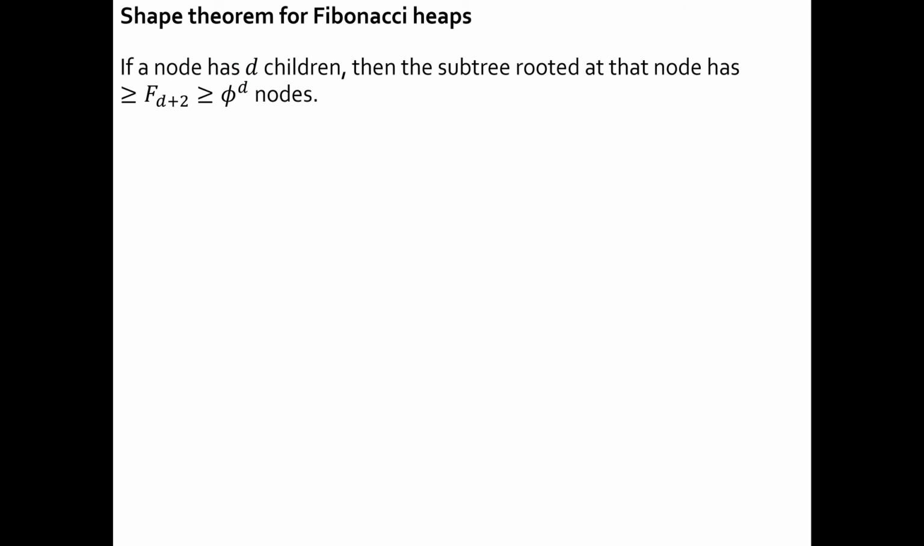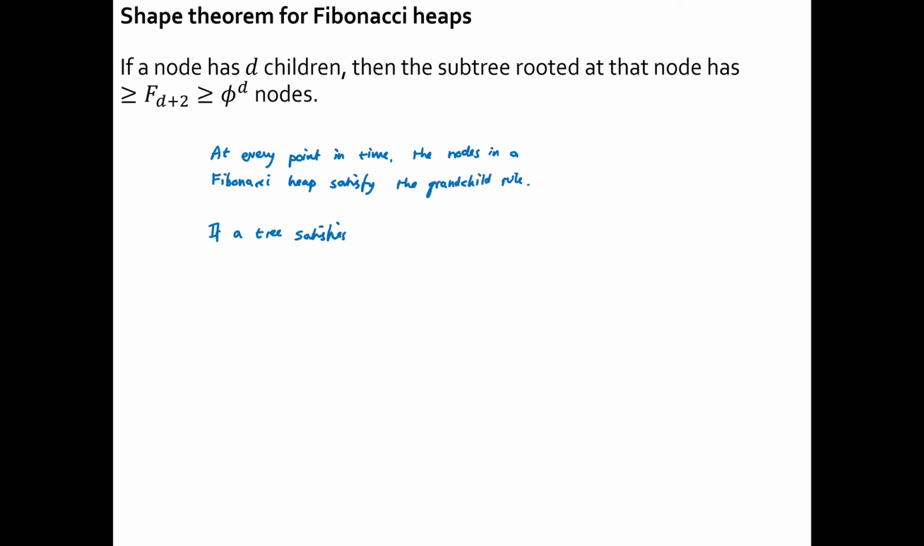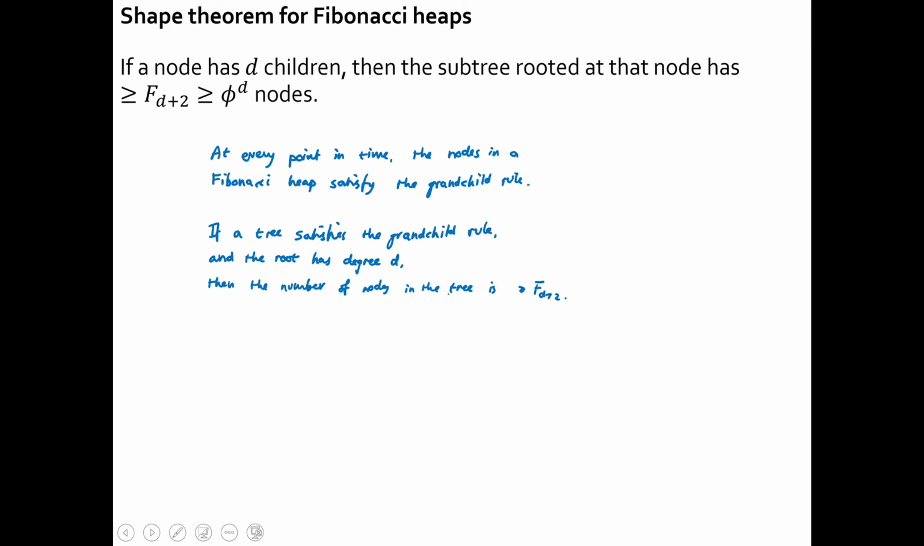So let's just recap. What have we proved here? We've proved, first of all, that at any point in time, a Fibonacci heap satisfies the grandchild rule. And then we proved a pure mathematical result: if we have a collection of nodes, all of which satisfy the grandchild rule, then we have a bound on the total number of nodes. Putting these two facts together, this proves the shape theorem.